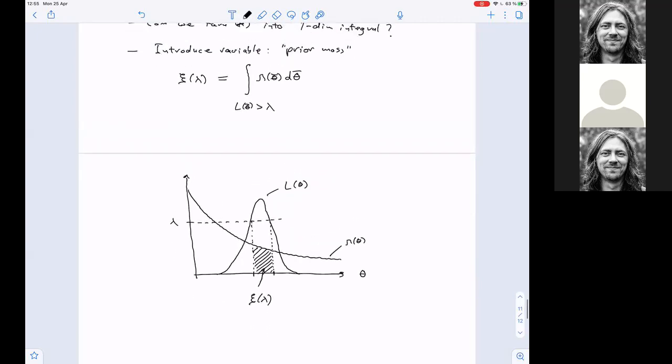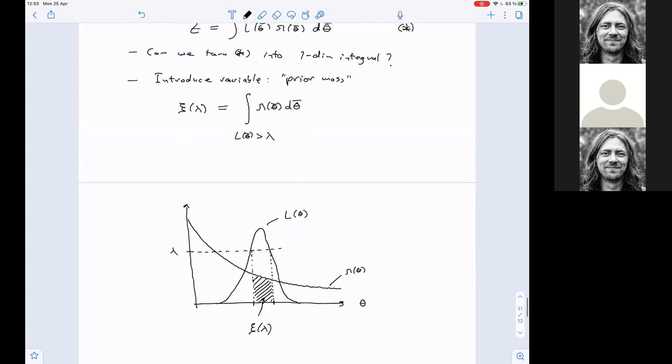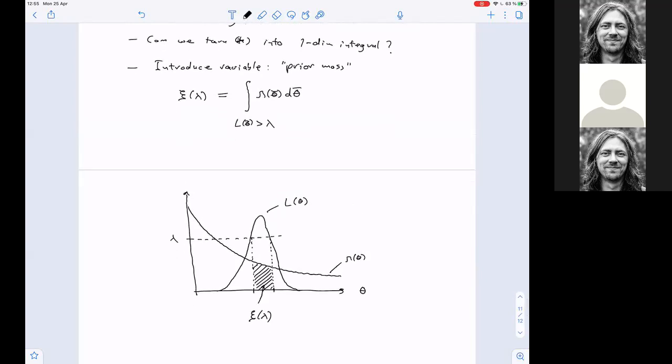And I should specify one more thing, that the corresponding infinitesimal amount of prior mass, so d psi, is a small amount of prior probability, right? And so it's the prior probability density times some small volume of prior probability.